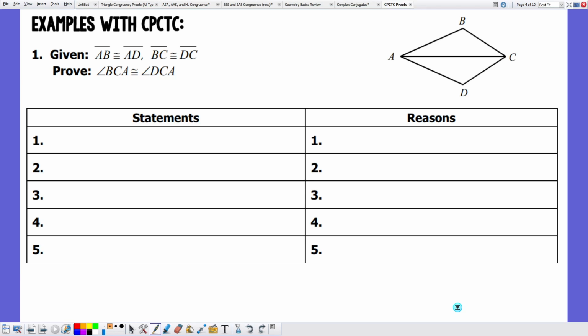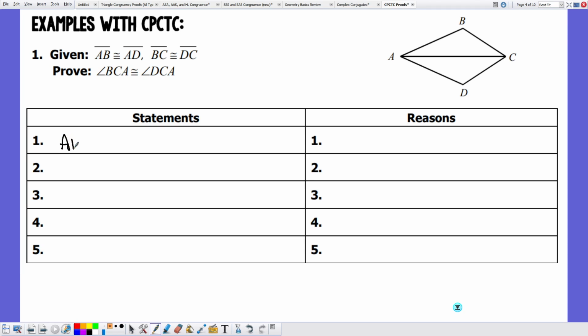Hello everyone. So, now we're going to examine some proofs involving CPCTC. If you don't remember what that means, it means corresponding parts of congruent triangles are congruent. So we're going to start out the process same way as always. Start out with our givens.